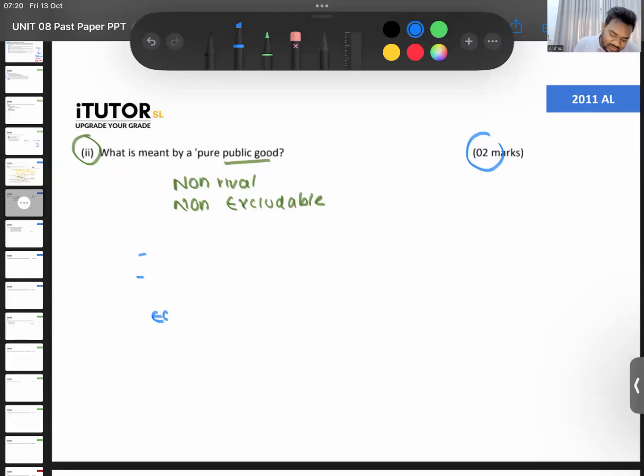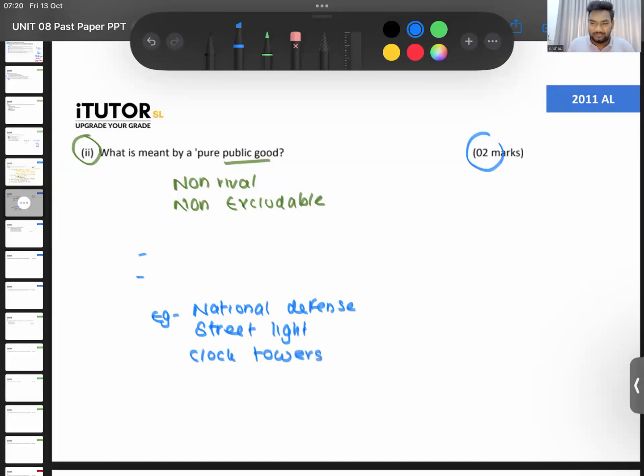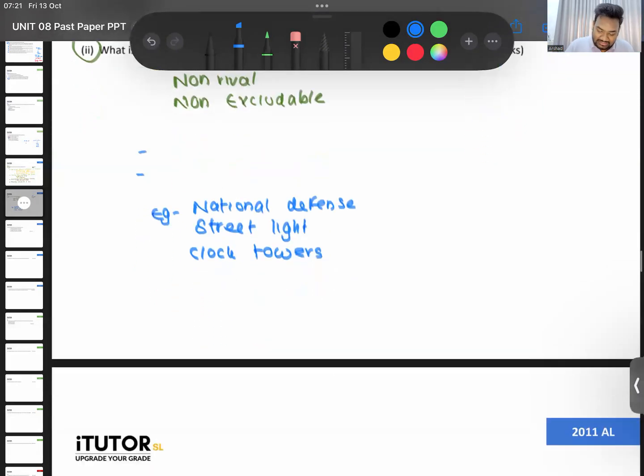Examples for pure public goods you can give. So you can say maybe national defense, okay, national defense, then things like street light, okay, street light, let's say clock towers. You can give in answers like this. Even giving an example is nice, good. Then we'll go to the next.